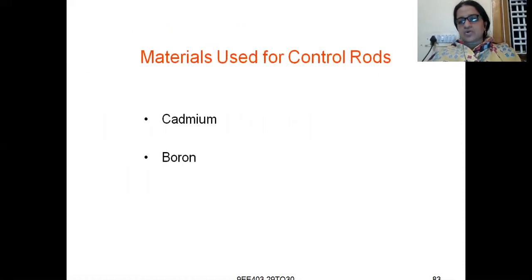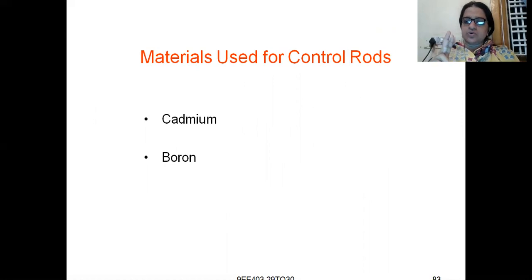Materials used for control rods: with what materials are control rods made? They are cadmium and boron. These are the two materials which easily absorb neutrons, so the reaction will stop there itself. Usually the height of the control rods is adjusted according to the requirement of the nuclear reactor.